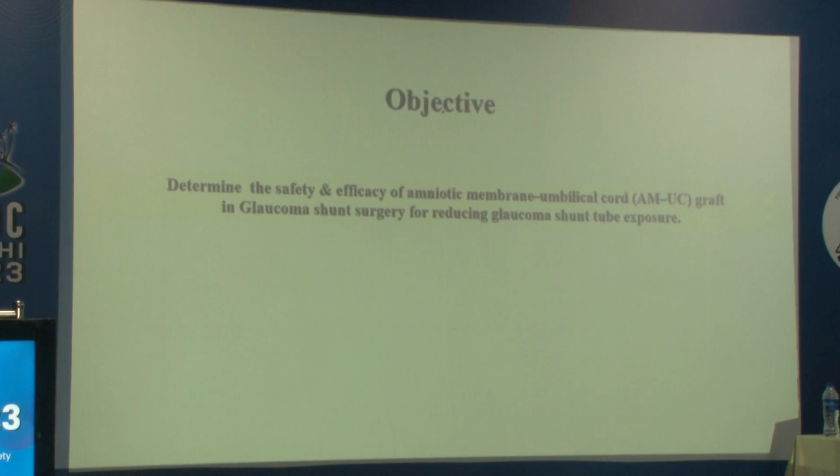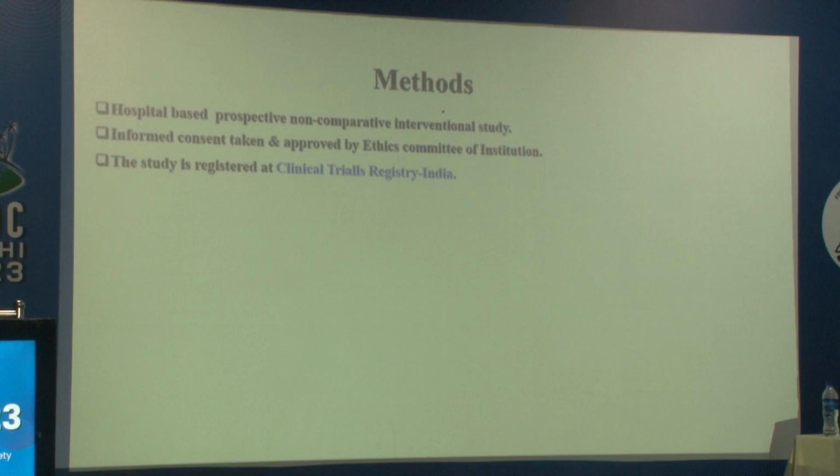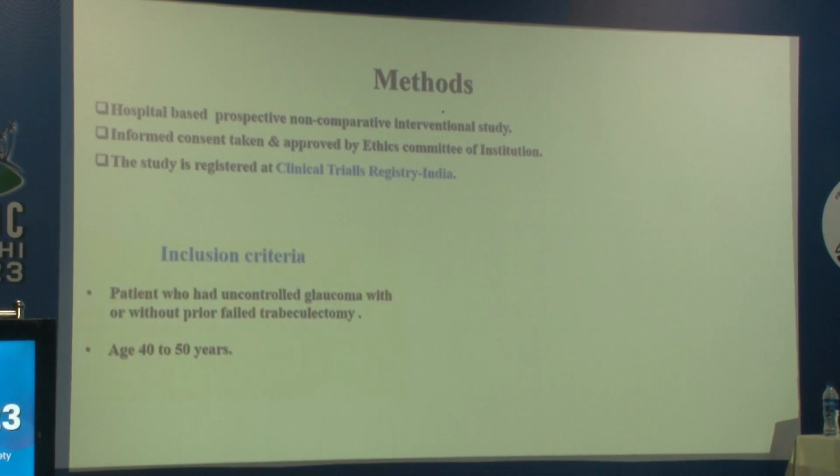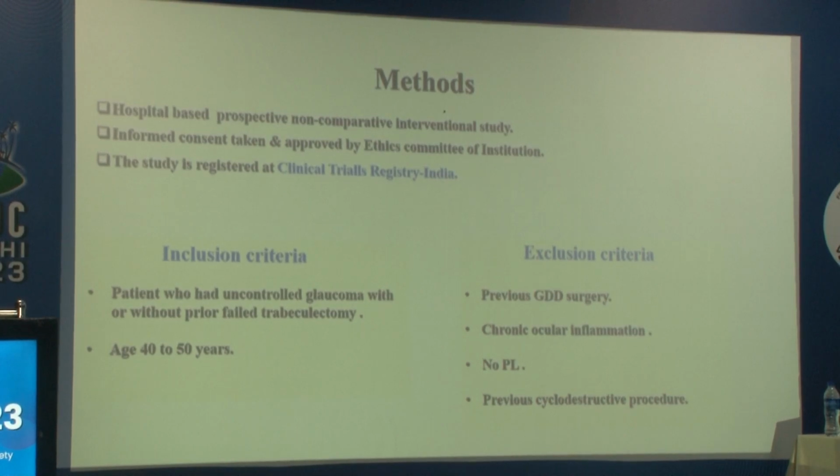The objective of the study is to determine the safety and efficacy of amniotic membrane umbilical cord graft in glaucoma shunt surgery for reducing glaucoma shunt tube exposure. It was a hospital-based prospective non-comparative interventional study, approved by the Ethics Committee of the institution and registered at the Clinical Trial Registry India. Inclusion criteria: patients who had uncontrolled glaucoma with or without failed trabeculectomy, aged 40 to 50 years. Exclusion criteria: previous GDD surgery, chronic ocular inflammation, and no PL.